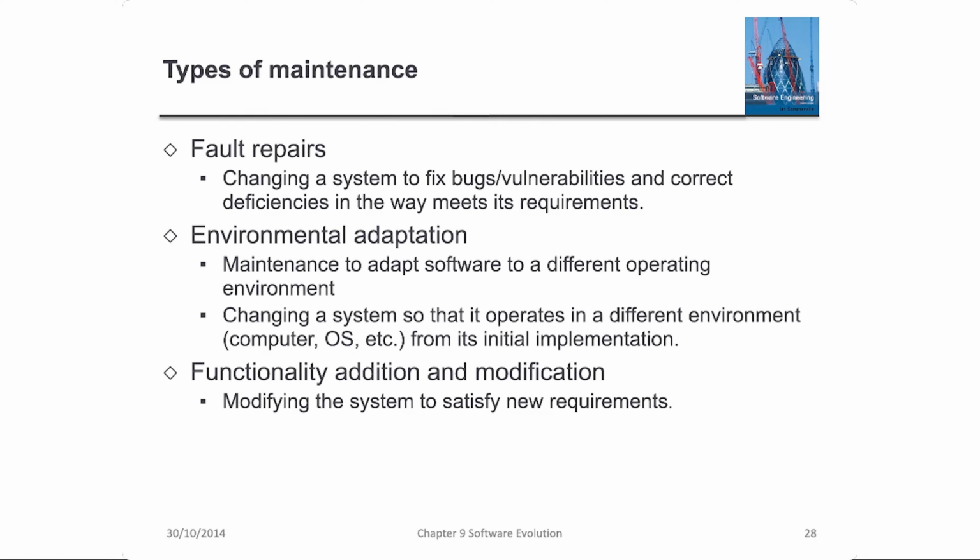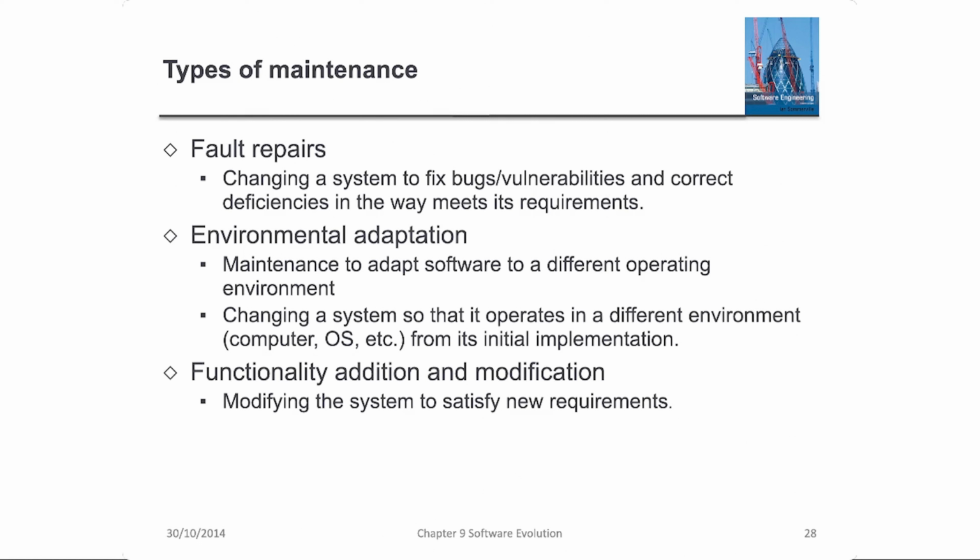First one, it's about fault repairs. This involves modifying the systems to fix bugs or vulnerabilities, thereby correcting any deficiencies in how the system meets its requirements. So basically, we are talking about some bugs or mistakes in the code. Maybe there are open vulnerabilities that have been publicized, so we need to take care of them by fixing our code. This is the first type of maintenance, which is fault repairs.